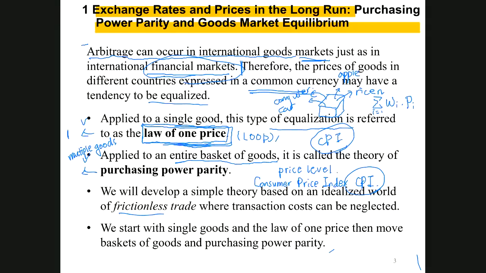Applied to an entire basket of goods, it is called the theory of purchasing power parity. The acronym is PPP. So in this chapter, we will develop a simple theory based on the idealized world of frictionless trade. So no tariff, no distortion, no transportation cost, and also no transaction cost, right? We will start from the law of one price, and then move on to the basket of goods, the purchasing power parity. That's the first sub-chapter in chapter 14.